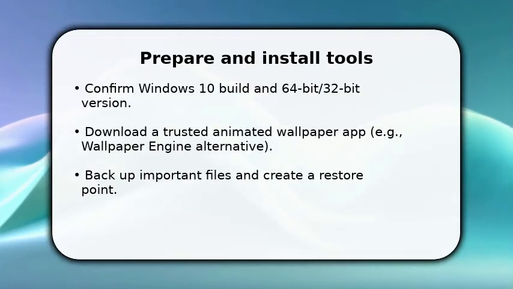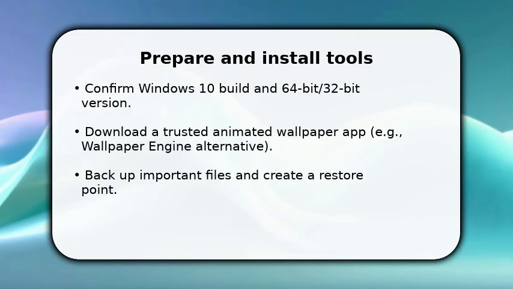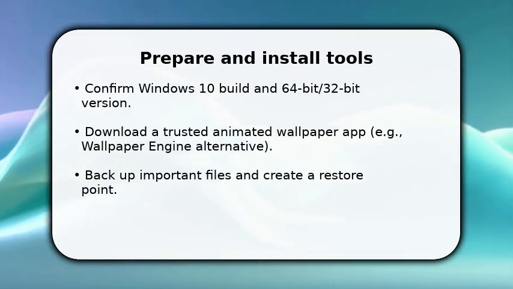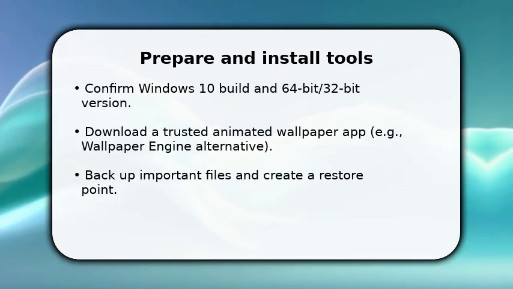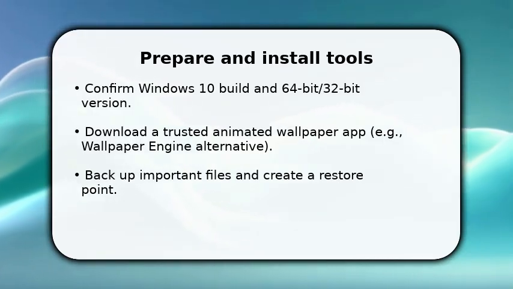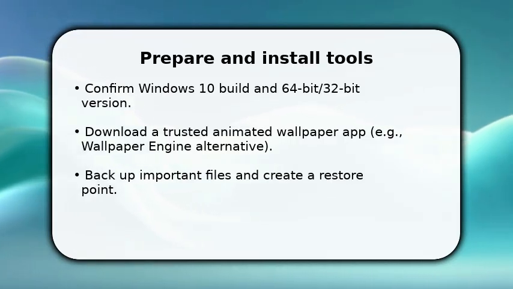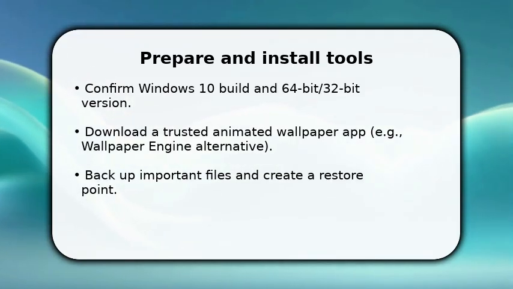You start by confirming your Windows 10 build and whether it is 64-bit. This matters for compatibility. Next, download a trusted animated wallpaper application and its installer and keep it in a known folder. Once done, make a system restore point or backup critical files so you can revert if anything goes wrong.